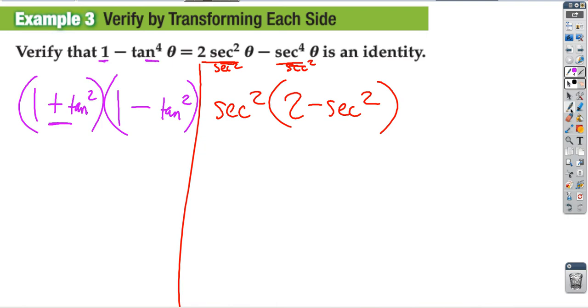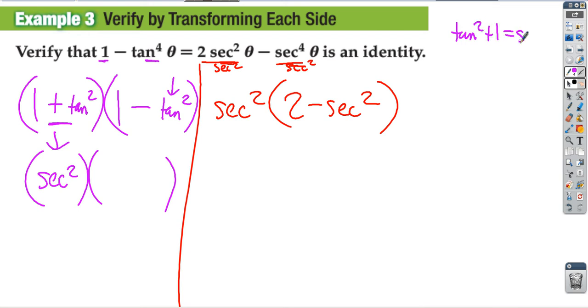Okay, and that's a good sign, because we're trying to meet in the middle, and the right side has a bunch of secants in them. So if we can start making secants appear, that's probably a good thing. We want more secants to appear. We don't want any tangents. So if we look at tan squared, here's our identity. It would be nice if we could change that one into a sec squared also. So if we subtract 1 from both sides, we would get tan squared equals this right here. So that's what I'm going to use.